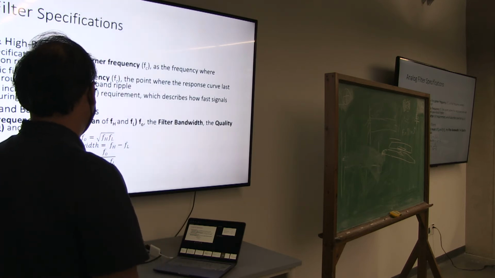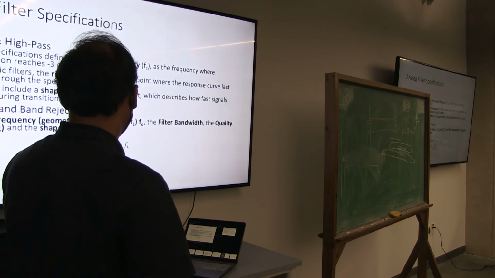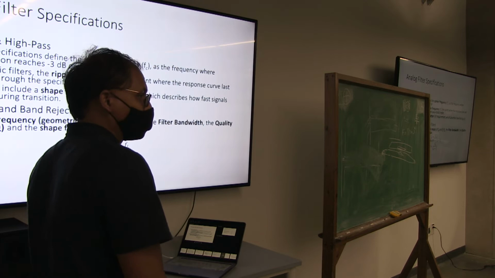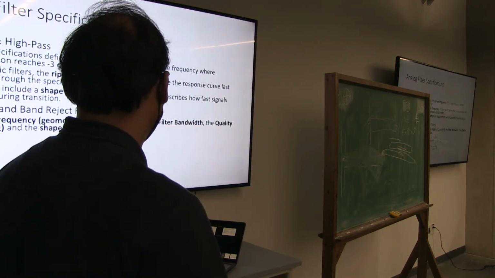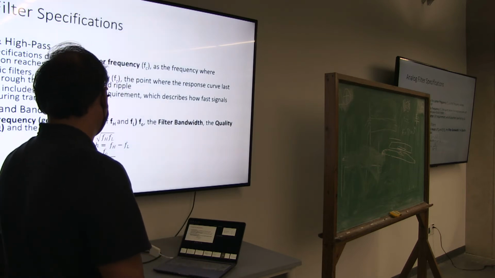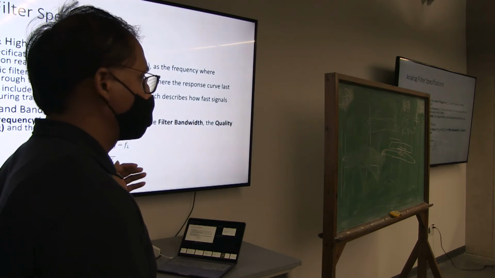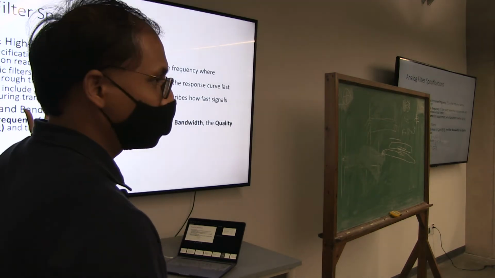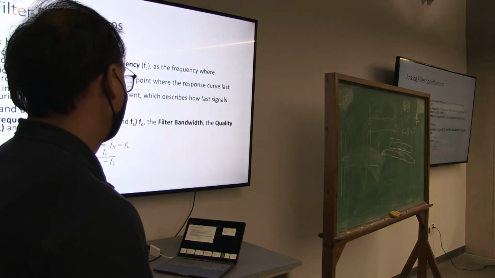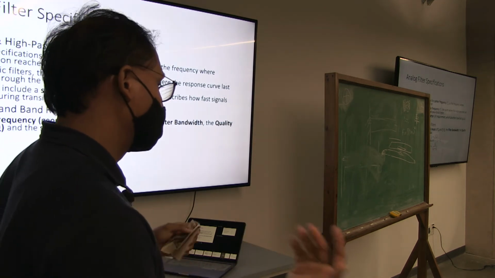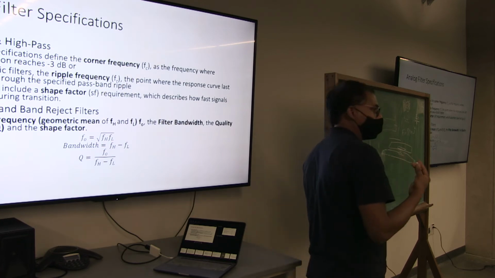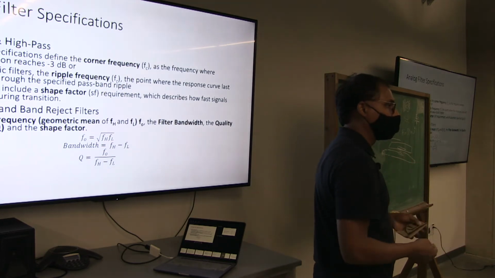And in band pass and band reject, the main specifications of interest are the F naught. F naught is the geometric mean of the low and high frequencies, the bandwidth for which we want to filter, and also the quality factor. Quality factor does come in low pass and high pass, but it is of more importance in band pass and band reject. Can anybody tell me what quality factor is, in your intuitive feel, or what you understand by quality factor?